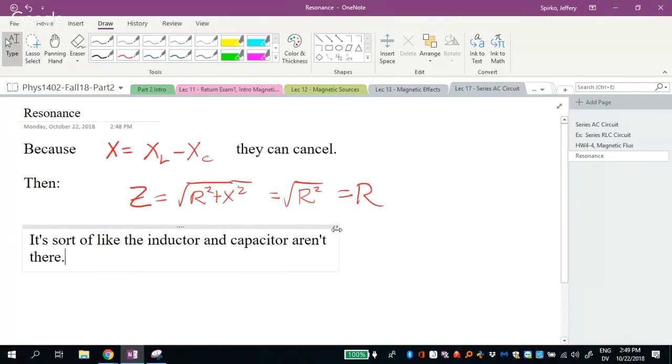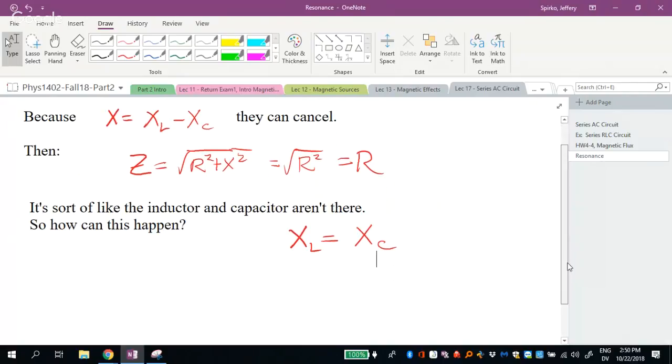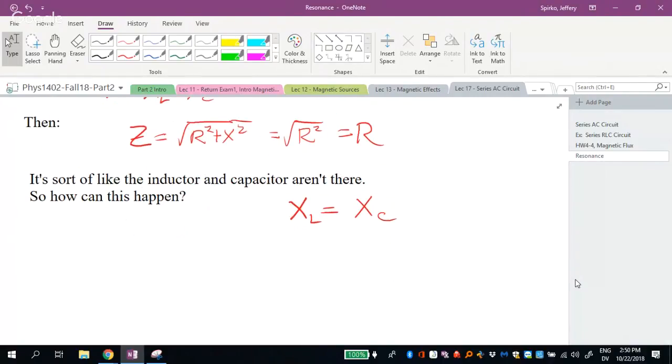And it's almost like the inductor and the capacitor aren't there. The overall impedance of the circuit, if the inductor and capacitor's reactances cancel, is as if you just had a resistor. So how can this happen? Well, we need X sub L equal to X sub C. If those two things are equal, then we achieve this special situation of resonance. And then the inductor and the capacitor cancel each other out.